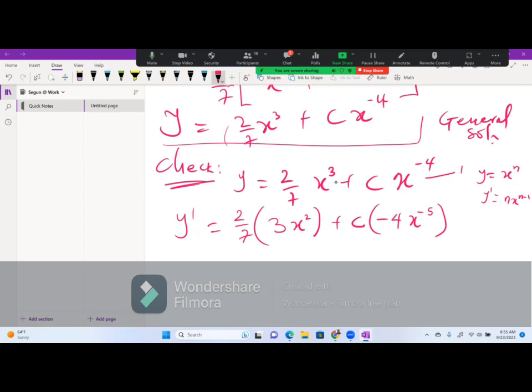Don't forget, this is my equation 1. I can resolve this one by saying y prime equals 3 multiplied by 2, I have 6 over 7 x squared, then plus times minus 4c x raised to power minus 5. I can call this one equation 2.